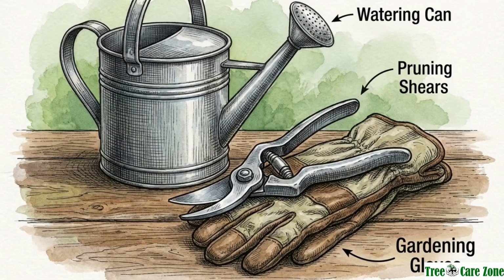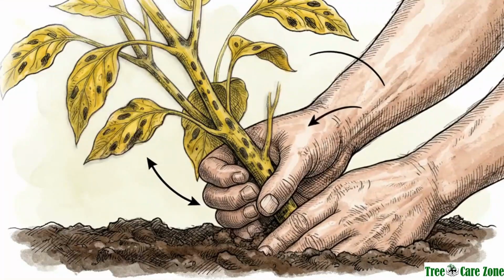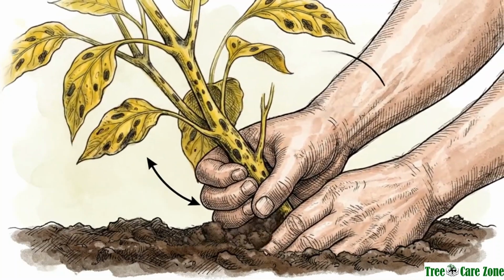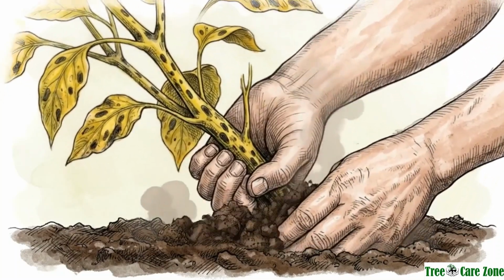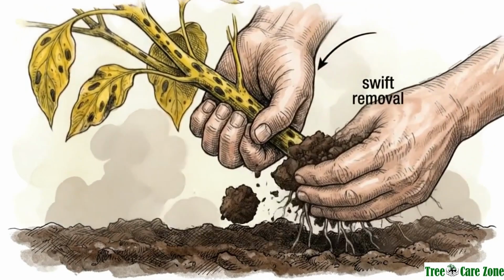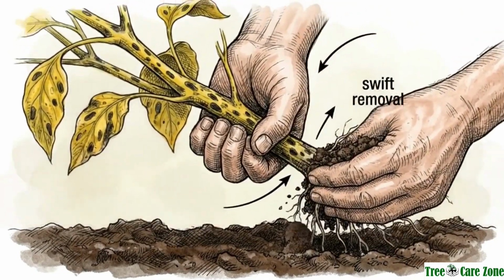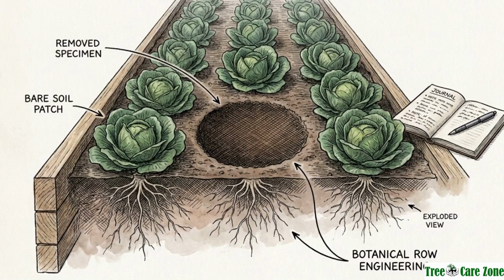You must overcome the natural urge to keep nurturing a failing plant. Extracting an infected plant immediately stops the spread. This act of culling serves as a containment protocol that protects every other plant in your garden. Removing a single unit early ensures the survival of the remaining harvest.